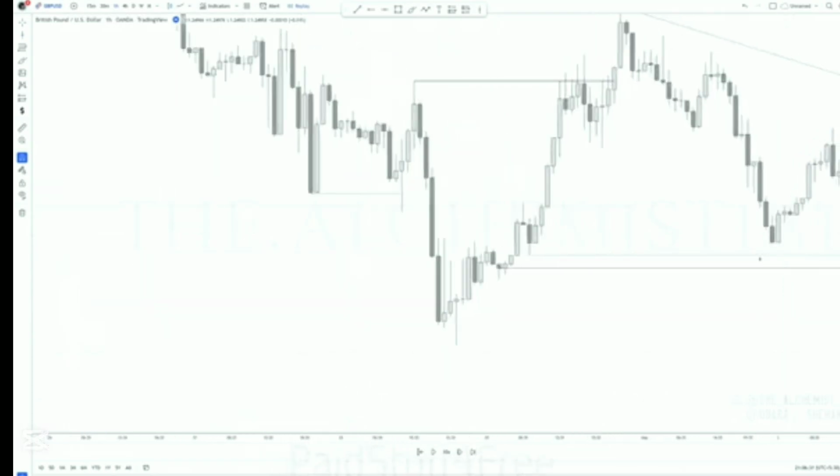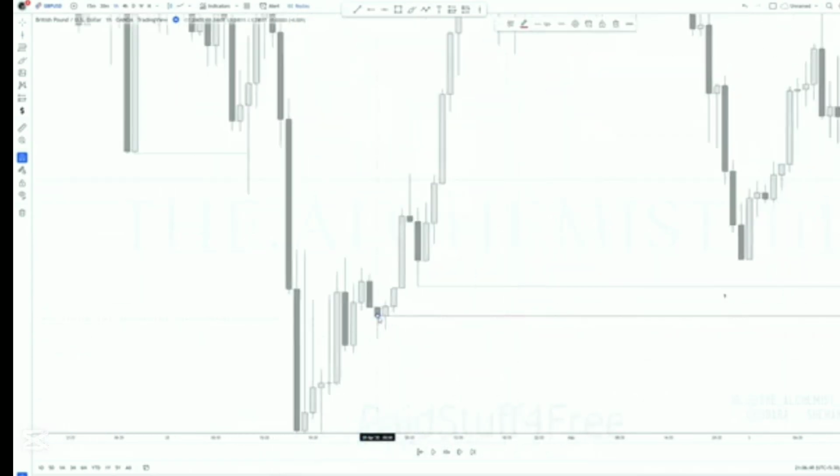That's not a breaker. That is also a rejection block on the 1 hour time frame. Yeah, that's another rejection block. This right here is a breaker, but this is a rejection block. Okay, that's a rejection block once again.